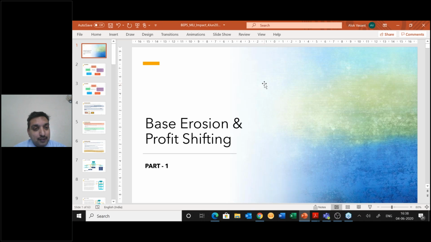We've chosen this topic of base erosion profit shifting because this has suddenly assumed a lot of prominence, especially after the multilateral instrument coming into effect. And while we've been hearing about this base erosion profit shifting for the last several years, I think now is the time to actually get an understanding of what this is all about.